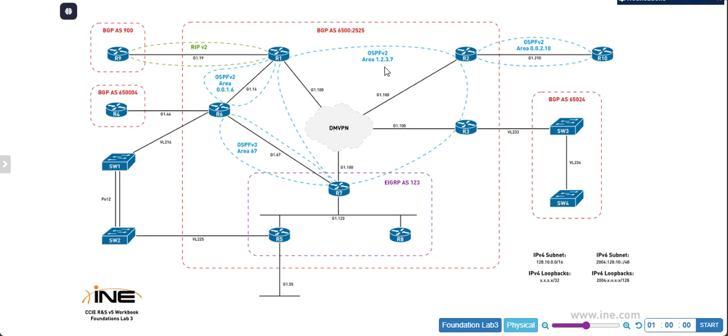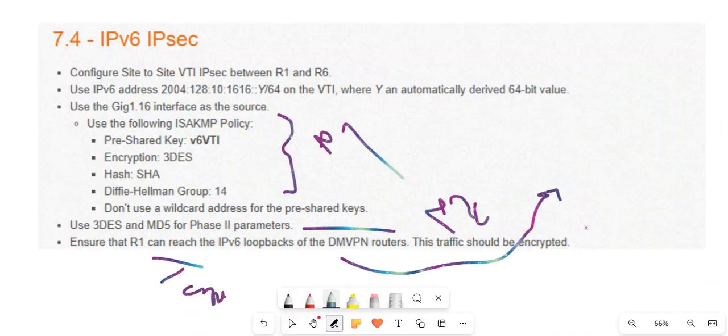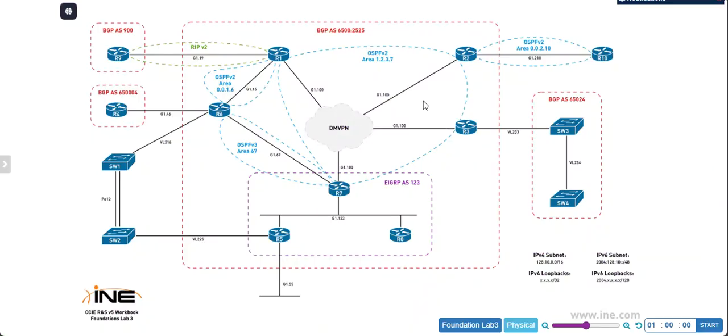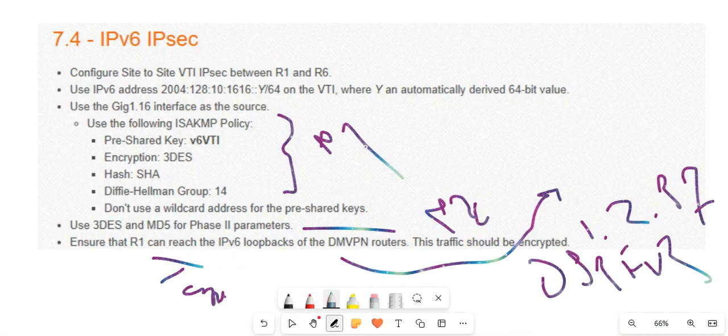In our network, areas 1, 2, 3, and 7 for OSPF version 3, so that our routers can reach the loopbacks of the VPN in this way. Okay, let's quickly configure.